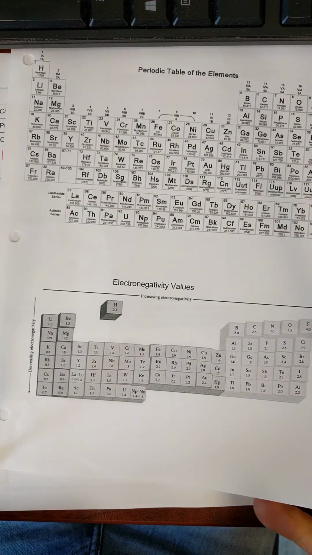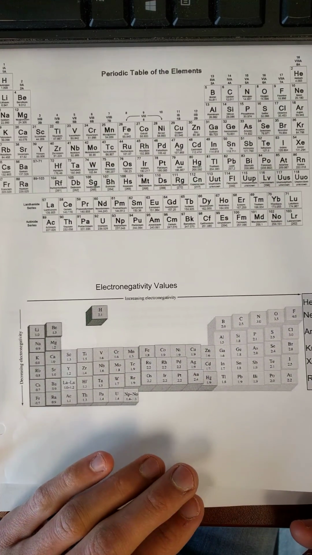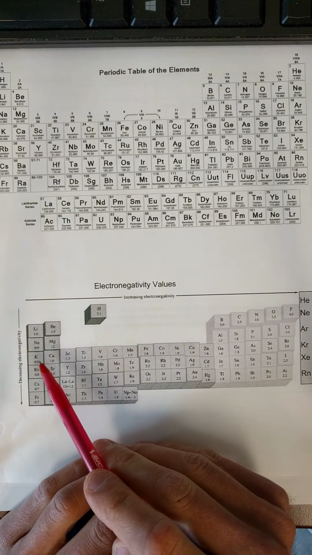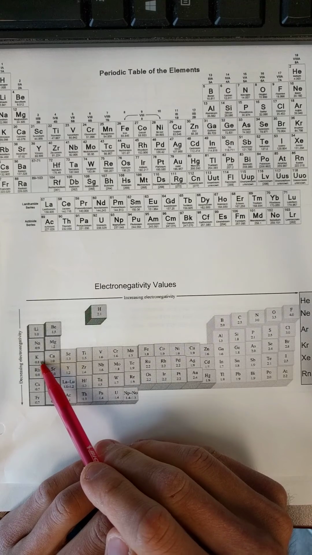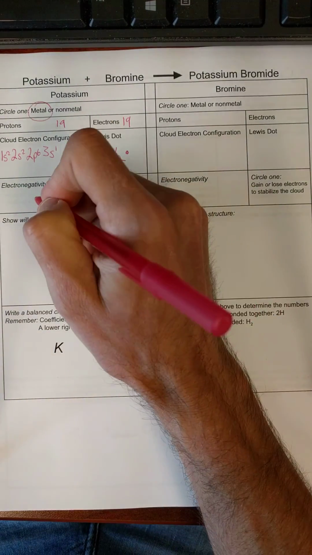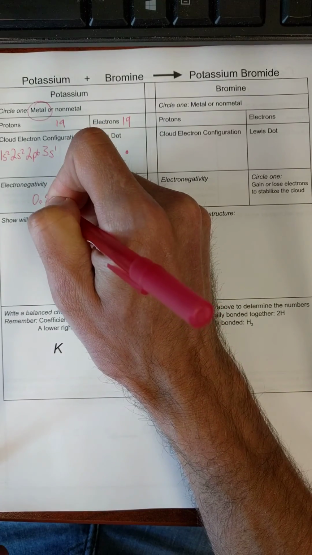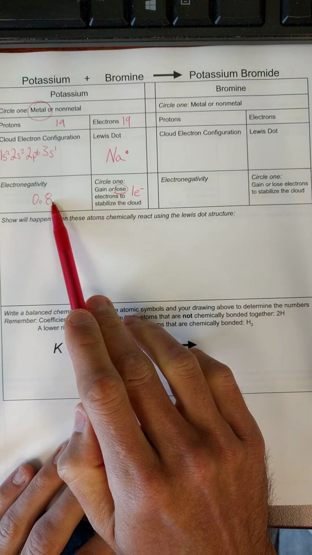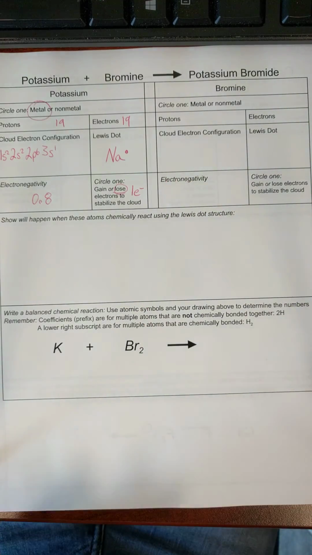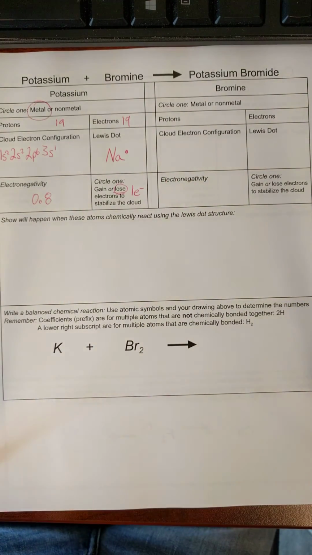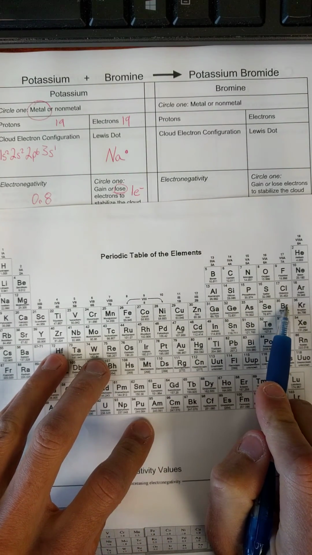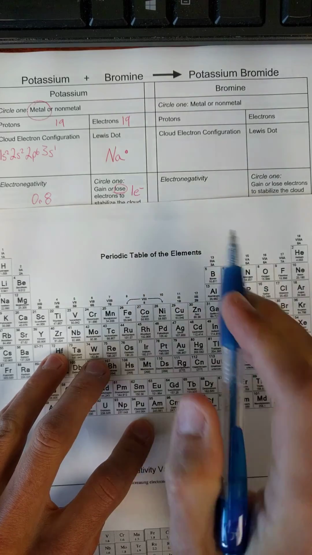Electronegativity. This is the introduction for all my students to electronegativity, and that's on this chart down here. Potassium has an electronegativity of 0.8. We'll come back to the significance of that later. Alright, let's set up the other one in our other color. Bromine is way over here. It's a halogen. Bromine is a non-metal.